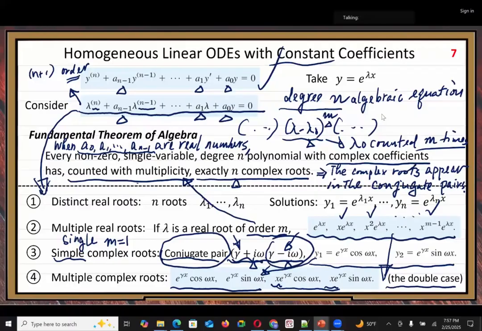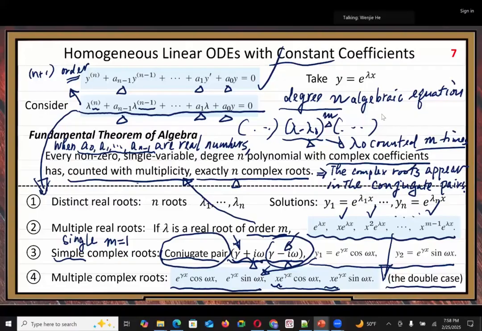If one of the coefficients is not a real number, then you cannot use this conjugate structure to describe your complex roots. All the coefficients must be real numbers. Then you can use this property. So you should be careful.